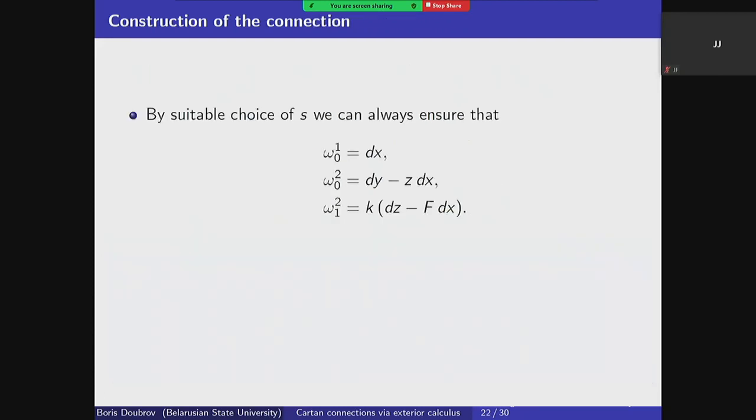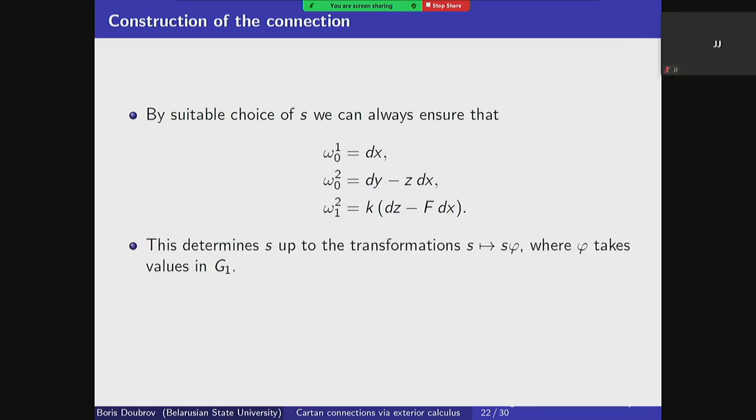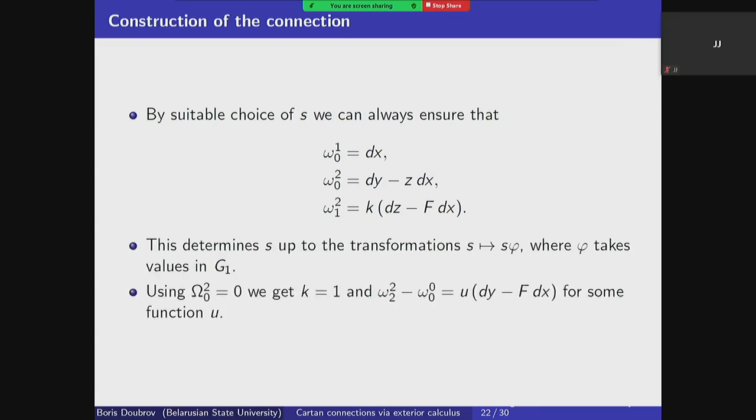So as a starting point, we choose S. We have the conditions that omega 1, 0 and omega 2, 0 should vanish in a certain direction, and omega 2, 0 to 1 should vanish in another direction. Then we choose S, try to normalize the G0 part of S, and then we are able to bring our three forms to this form. The only unknown function is k, but now this determines S up to, takes values in G1, yes.